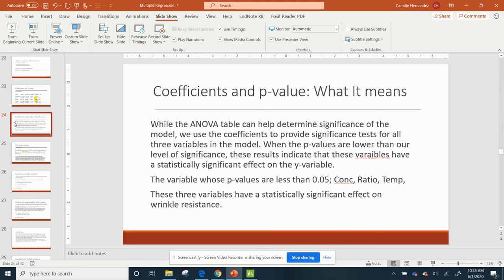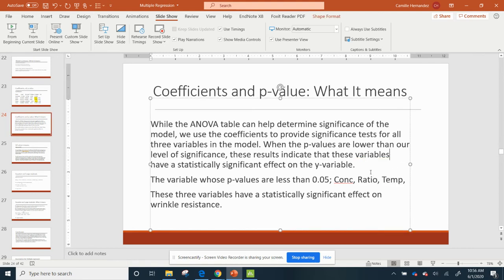Okay, so while the ANOVA table can help us determine significance of the model, we have to use the coefficients to provide significant tests for all of the variables in the model. When the p-values are lower than our level of significance, the results indicate that these variables have a significant effect on the y variable. Okay, so the variables that had p-values less than 0.05: concentration, ratio, and temperature. So these three variables have statistically significant effects on the wrinkle resistance.